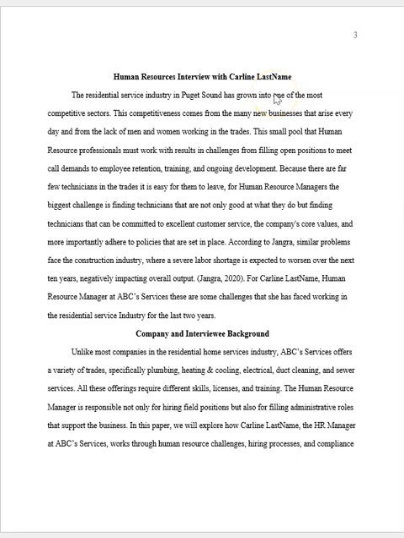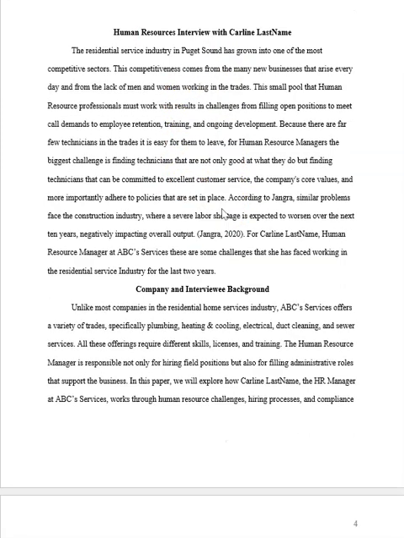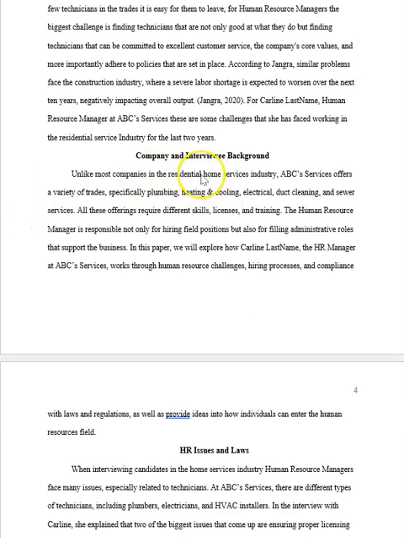So the student did a really nice job. And the student did a really good job of using APA 7th edition in-text citation. So here, Jangra 2020. So this is an introduction here to the paper, to what the paper is going to look like. And then the student did a nice job of talking about the company, and I changed it to ABC Services in order to keep everybody anonymous.